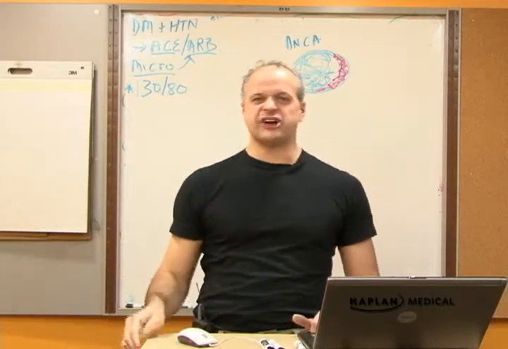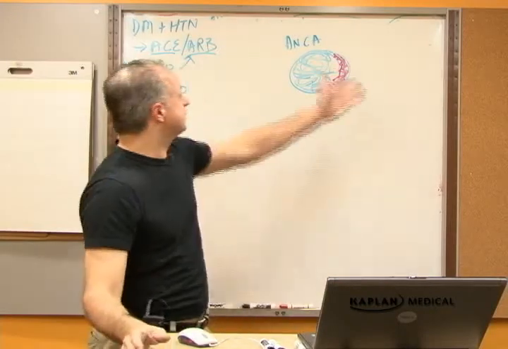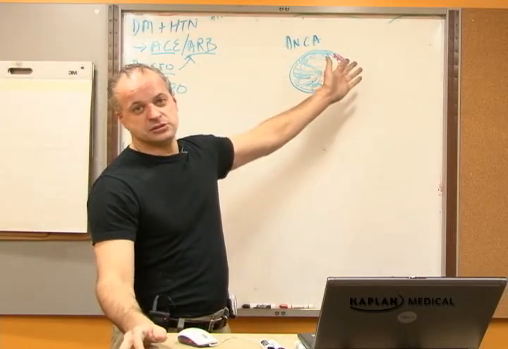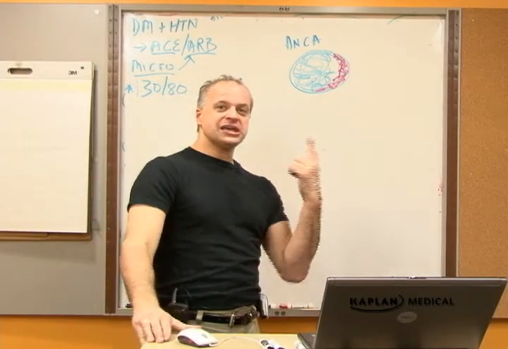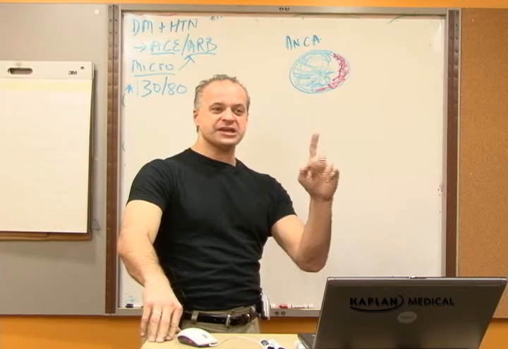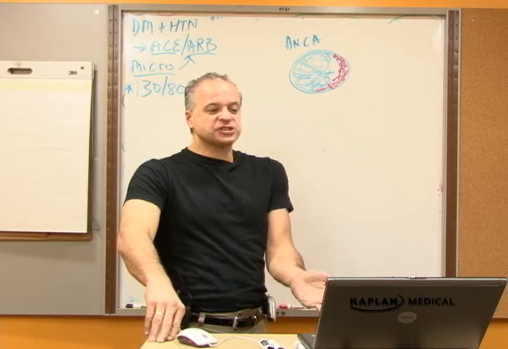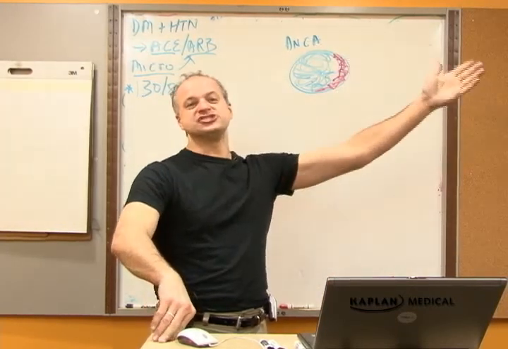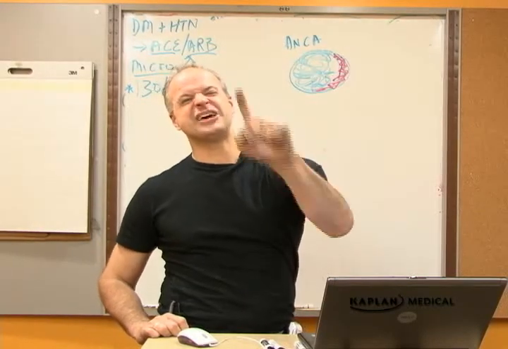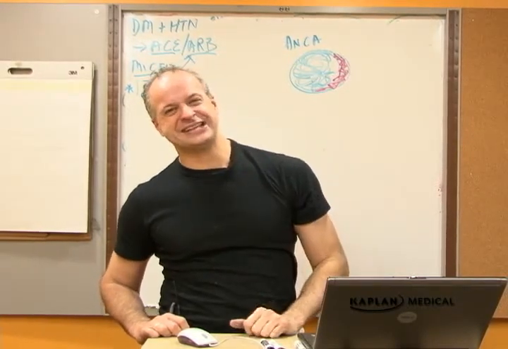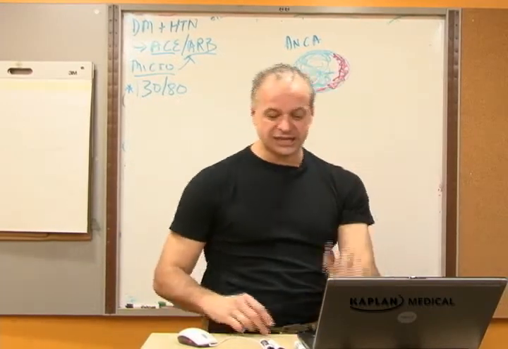Biopsy, steroid, cyclophosphamide. That means Wegener's? No, because Wegener's gives upper and lower respiratory. Churg-Strauss? No, because Churg-Strauss gives you eosinophils and asthma and atopy. Polyarteritis nodosa? No, because polyarteritis nodosa is a systemic disease. Churg-Strauss, Wegener's, polyarteritis nodosa. They are systemic diseases that also affect the kidney. Rapidly progressive glomerulonephritis is only the kidney.